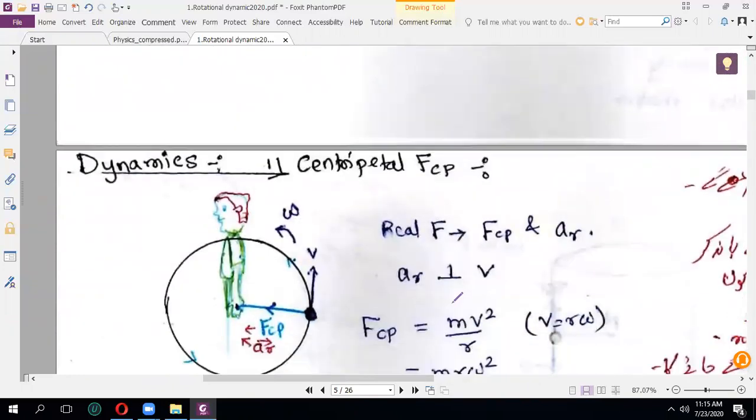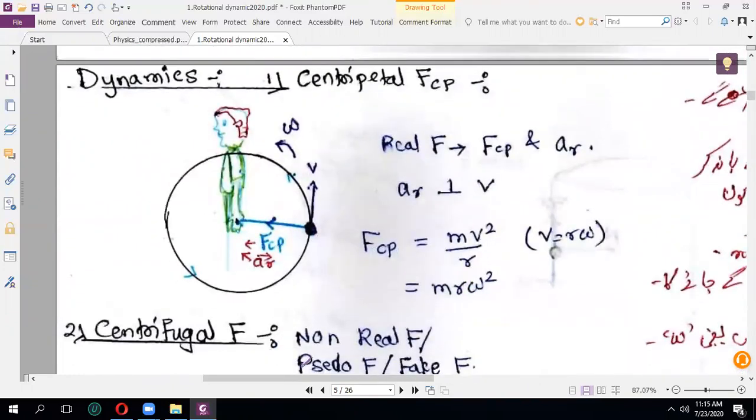This part is clear. Now we are coming to the actual part, the dynamic part. In the dynamic part, I will show you two concepts, centripetal force and centrifugal force. Remember, now I'm clearing that part. What is centripetal force? The word centri means center. Petal means toward. So center-toward force is called centripetal force.